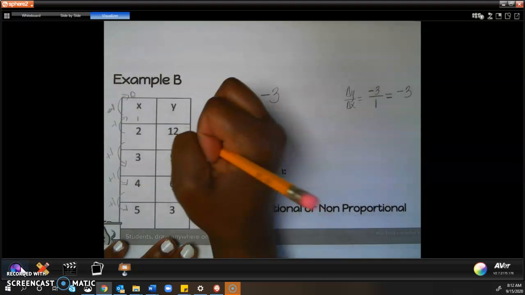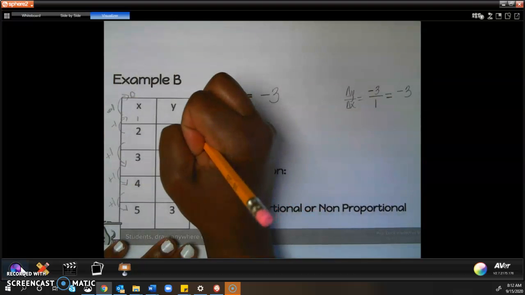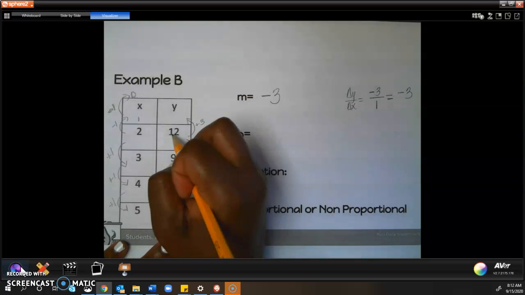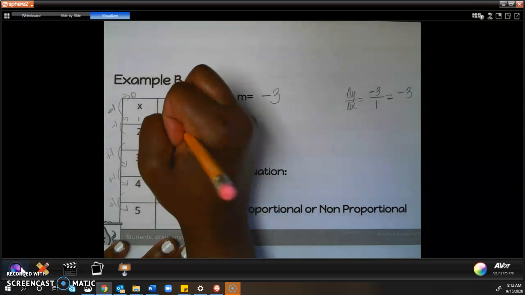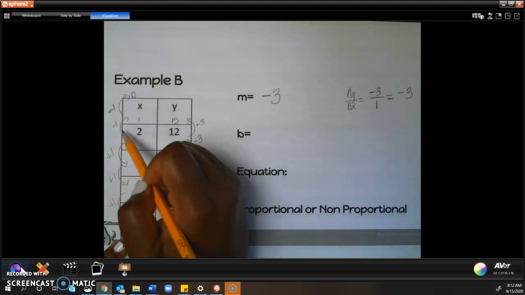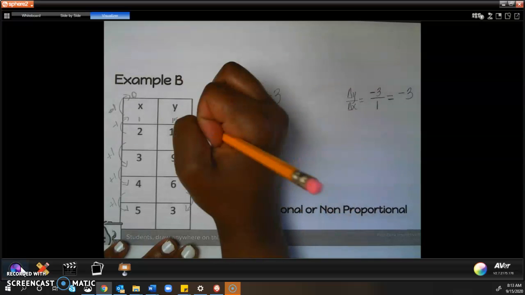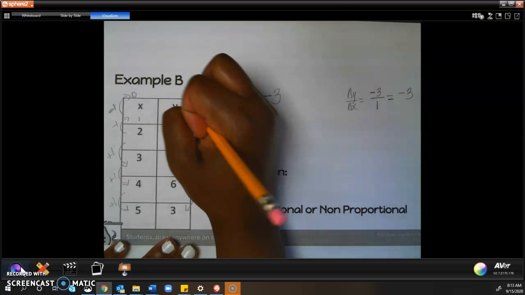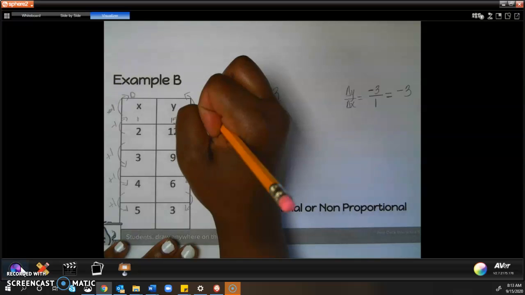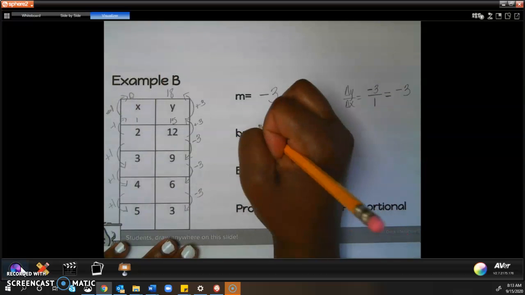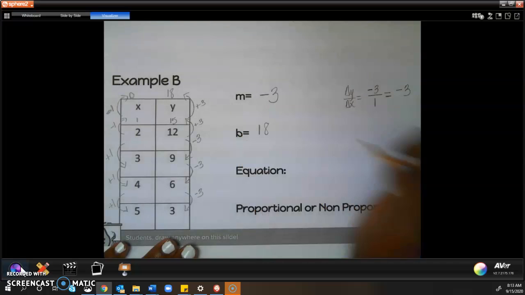Right? So I'm going to do the opposite. Since I subtracted 3, I'm going to add 3. So 12 plus 3 is 15. But as many times as I go back on my x, I need to go back on my y. So I need to go back again, add 3 again, and I have 18. So my y-intercept is 18.